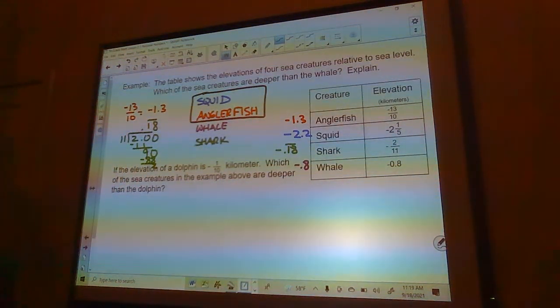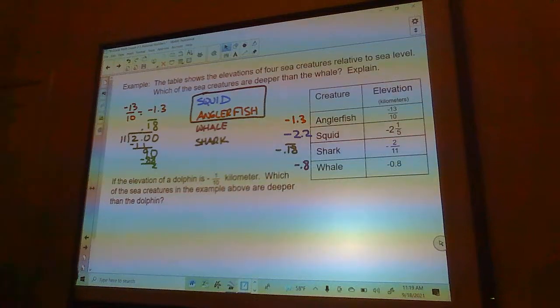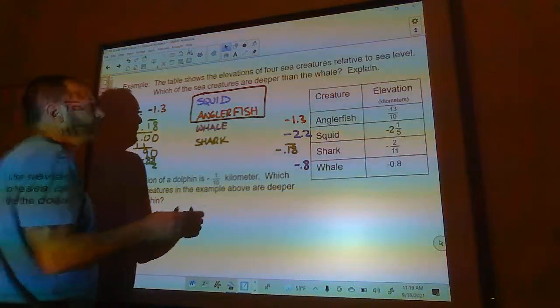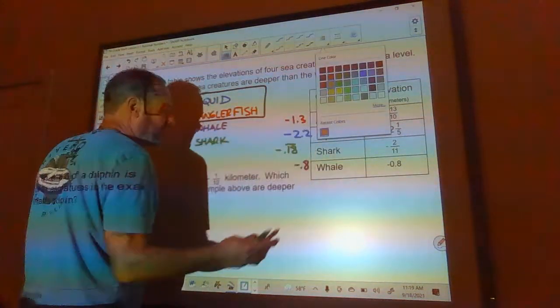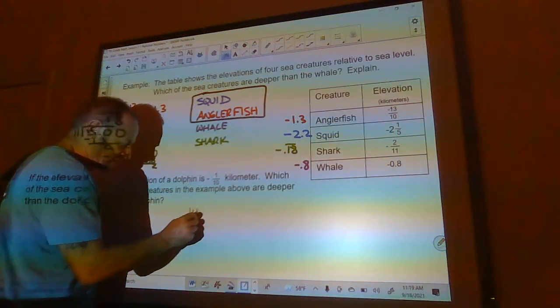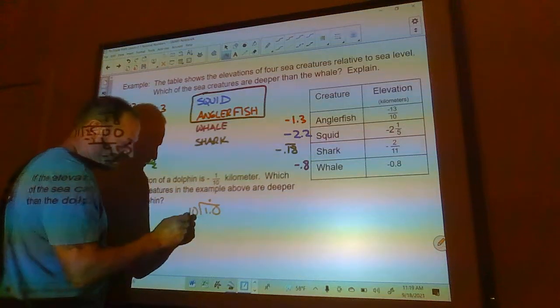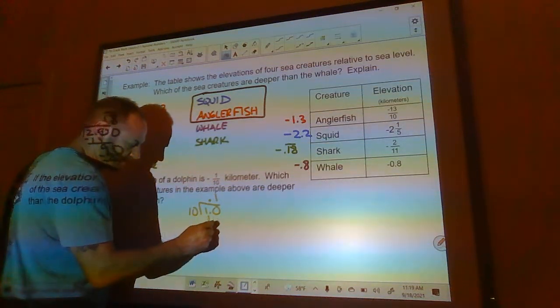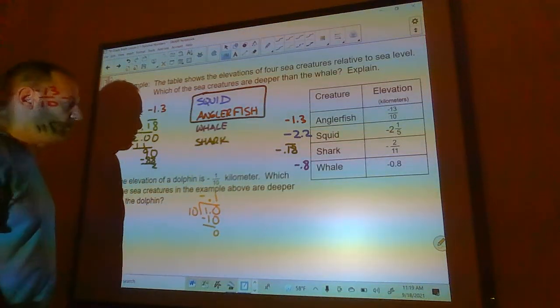Okay, now the next question says, if the elevation of a dolphin is -1/10 of a kilometer, which of the sea creatures in the example above are deeper than the dolphin? So -1/10, we should be able to do that one in our head, but we're going to go ahead and work it out. So that's 1 divided by 10, just like that. There's a point. That goes in there one time. That's 0. So this is -0.1.